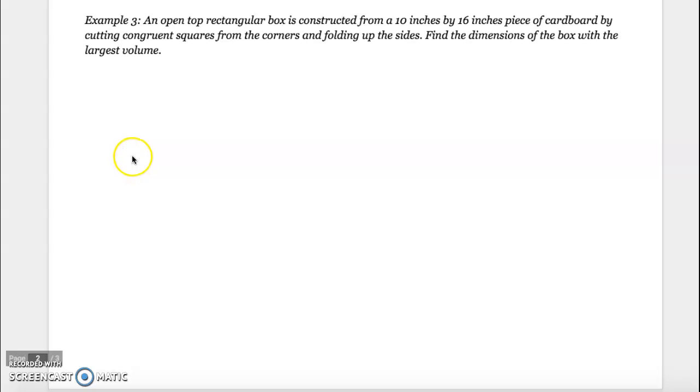All right, in this video, we're going to go through some more optimization example problems. In this example, we have an open top rectangular box constructed from a 10 inches by 16 inches piece of cardboard by cutting congruent squares from the corners and folding up the sides.